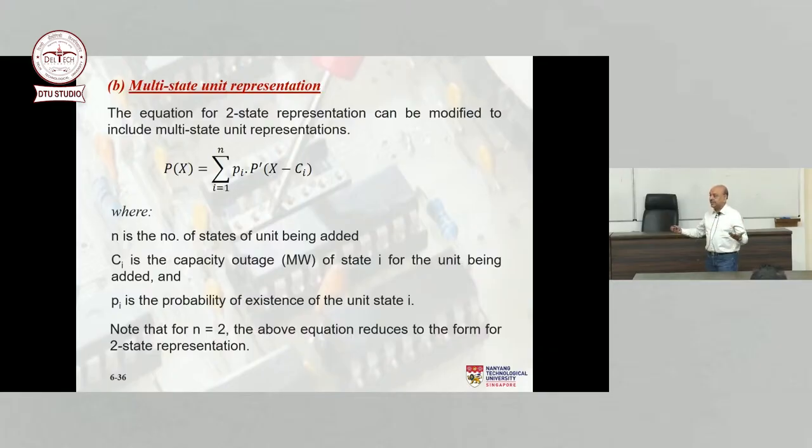So now we are generalizing it. You can have any number of states of a particular generator. It could go from 1 to n. But typically we use, as I have been saying, 3 states at most, typically. Doesn't mean that you can't include more. As long as you have the data, why not? The basic problem is that we don't have the data. And if you don't have the data, you just pick some numbers from thin air, you are going to get thin air. Garbage in will be garbage out, right? As I said yesterday. So this is the equation that we need to now use, where Ci is the capacity outage state of the unit that we are adding, right?